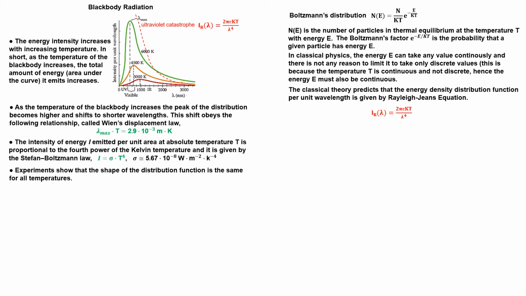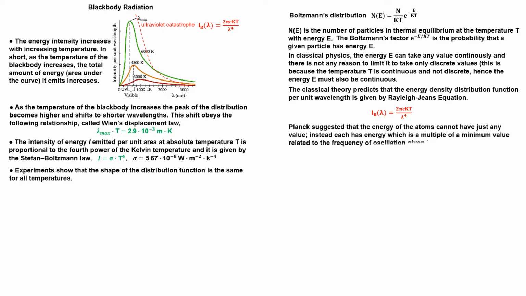In the year 1900, Max Planck proposed a theory that agreed with the experimental data. Planck suggested that the energy of the atoms cannot have just any value. Instead, each has energy which is a multiple of a minimum value related to the frequency of oscillation given by the formula, where h is the constant of proportionality, now known as Planck's constant.